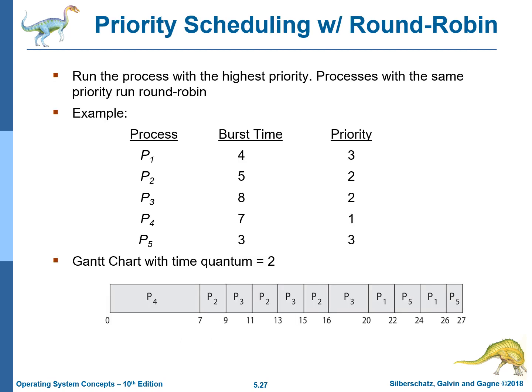This is priority scheduling with round robin. Run the process with the highest priority. Processes with the same priority run round robin. The Gantt chart with time quantum 2 you can see here.